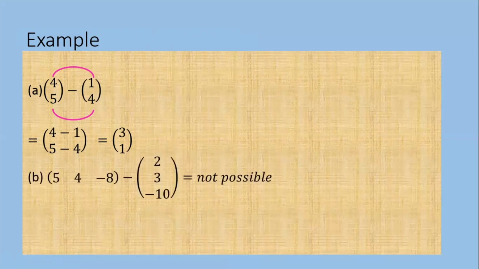Part B, you've got 5, 4 minus 8, which is a row matrix. 2, 3 minus 10, which is a column matrix. Can we subtract? No, we can't. Why? Because the order of the first matrix is not the same as the order of the second matrix. So you cannot subtract.